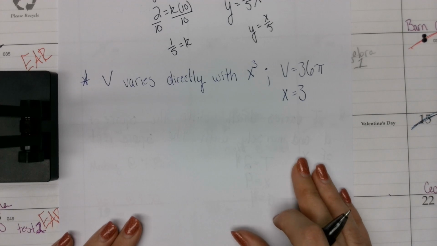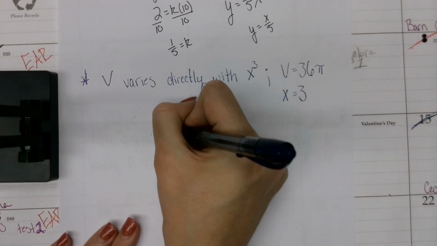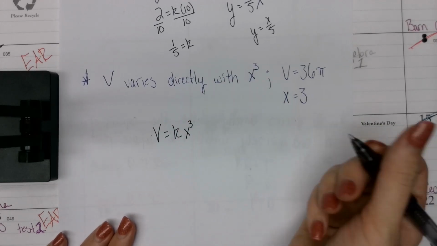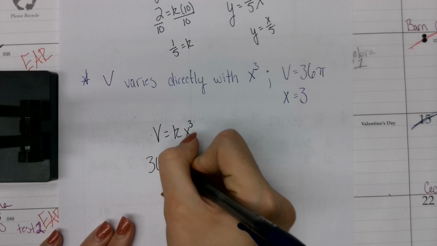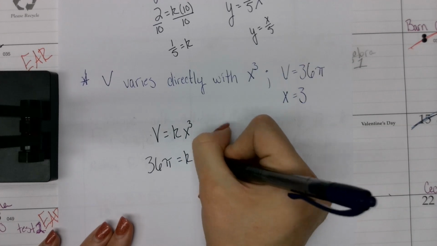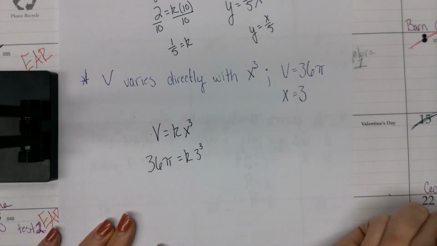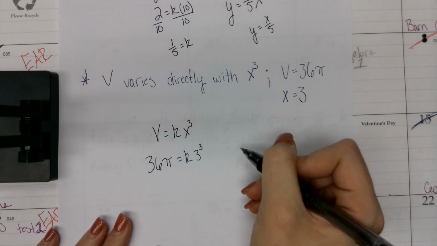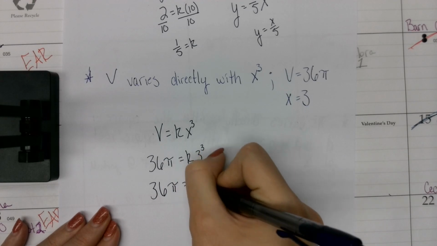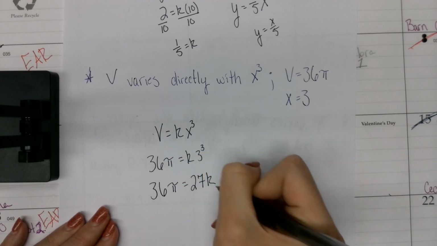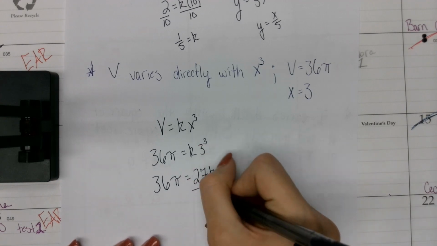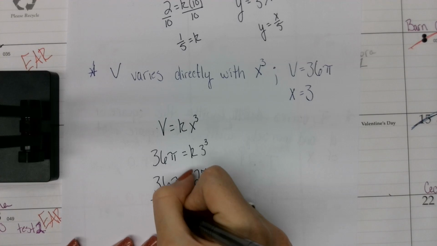V varies directly with x cubed. So v equals k times x cubed, and we have to solve for k. I have 36 pi as my v equals k, and I have 3 cubed. So 3 cubed is 3 times 3 times 3, not 3 times 3, which is 27k. Then I would divide by the 27 because I need to solve for k.